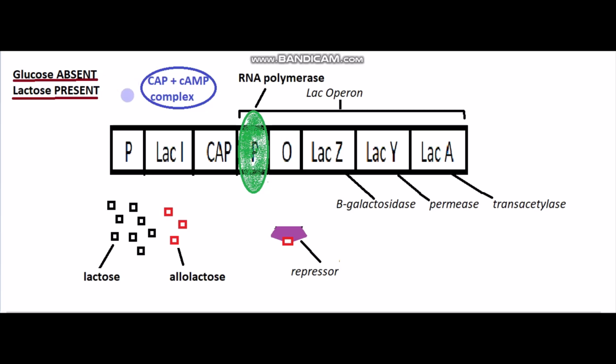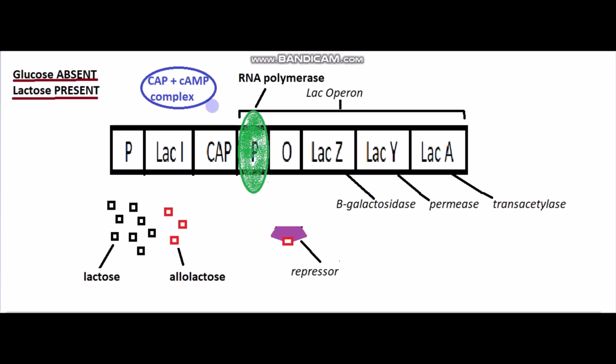But in the absence of glucose, an additional regulatory process takes place. What happens is that in the absence of glucose, the cell is in a starvation condition. So ATP is being consumed and cyclic AMP is being produced. Cyclic AMP binds to the CAP protein. CAP stands for catabolite activator protein.